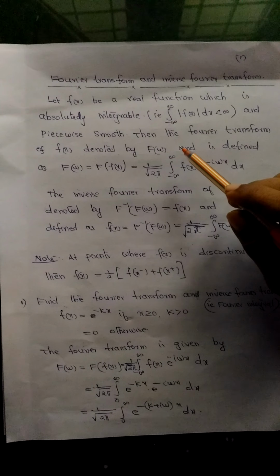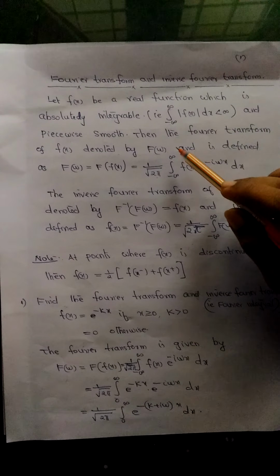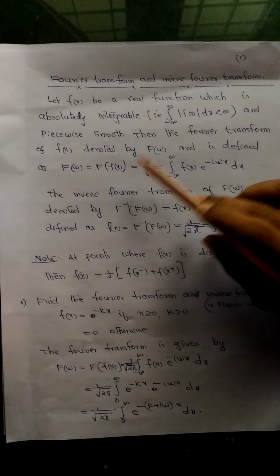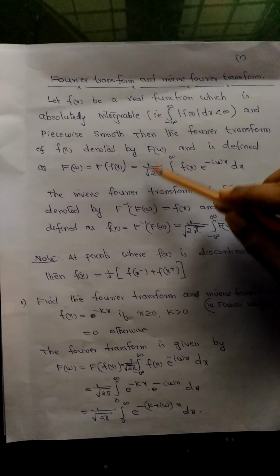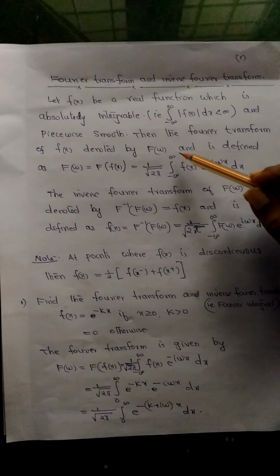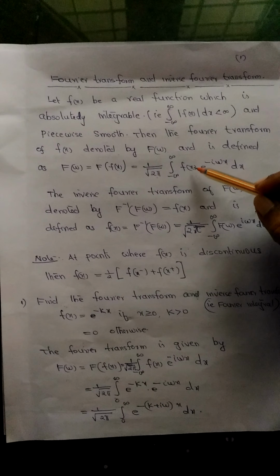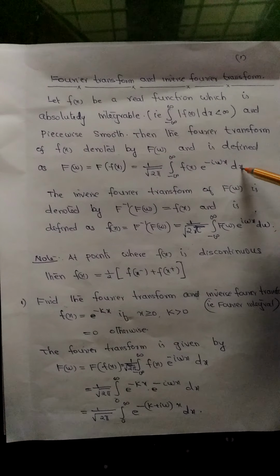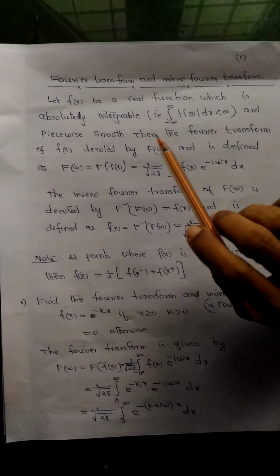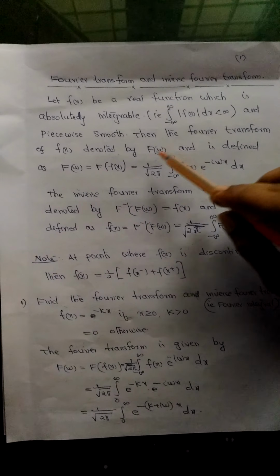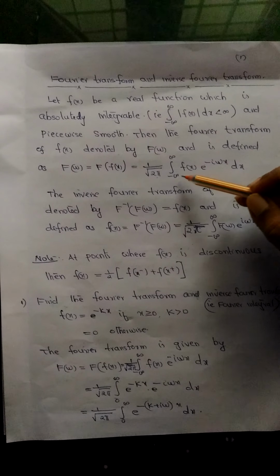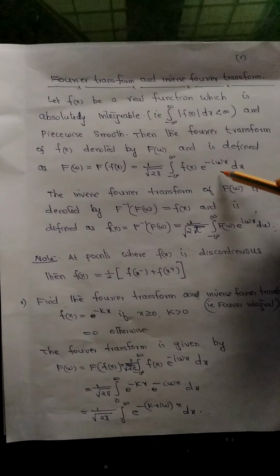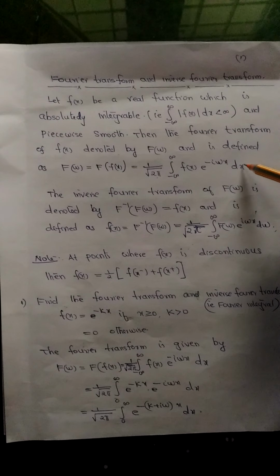Then the Fourier transform of f of x, denoted by F of omega, is defined as F of omega equal to 1 by root 2 pi integral from minus infinity to plus infinity f of x into e raised to minus i omega x dx. This is the definition of the Fourier transform.